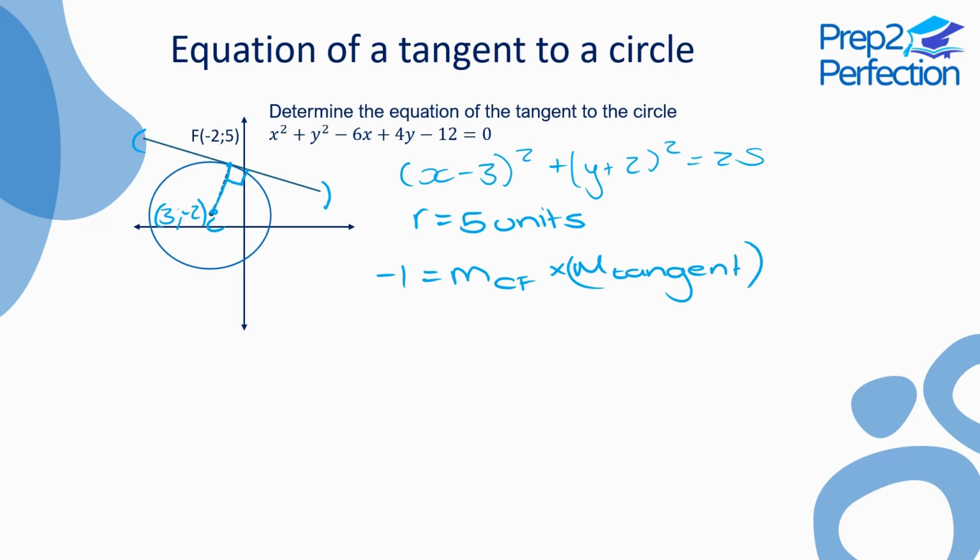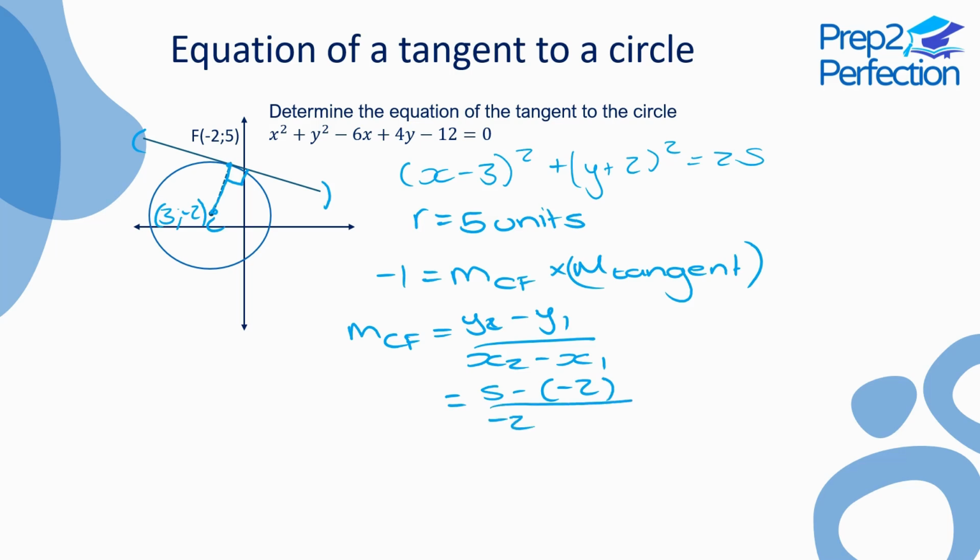So first, let's determine the CF slope. So m of CF is equal to (y2 − y1) over (x2 − x1). We just sub everything in: (5 − (−2)) over (−2 − 3). We get −7 over 5. Now, because of the rearranging, we just multiply by −1 and flip, and this gives us 5 over 7 as the slope of the tangent line.